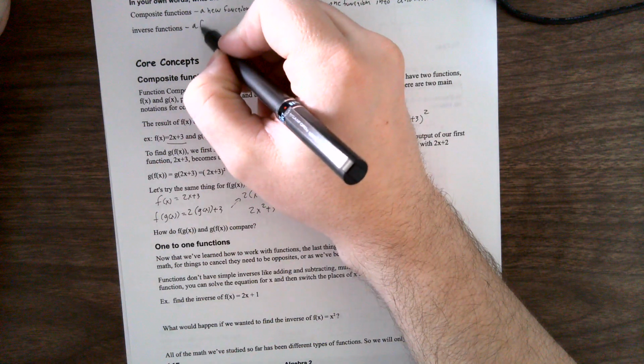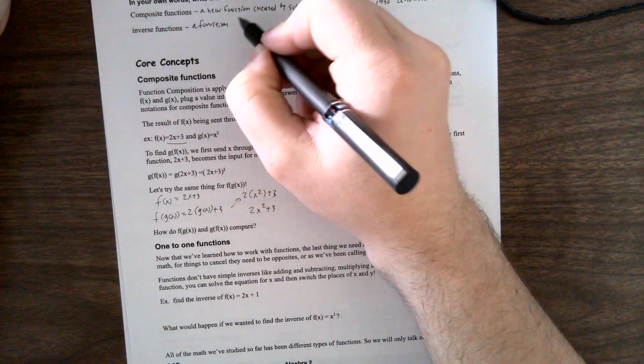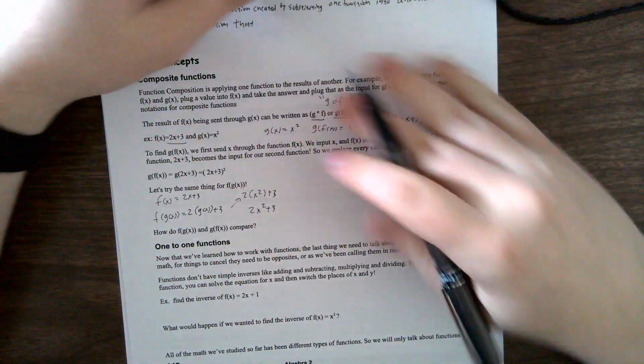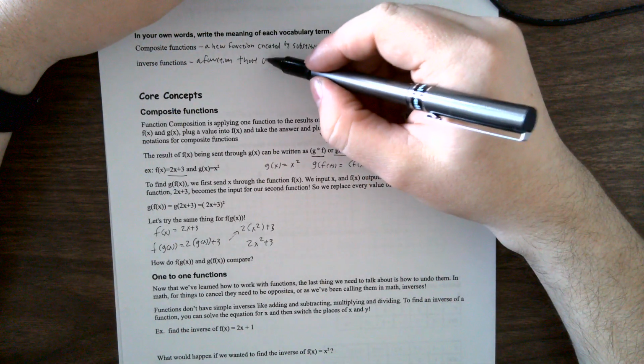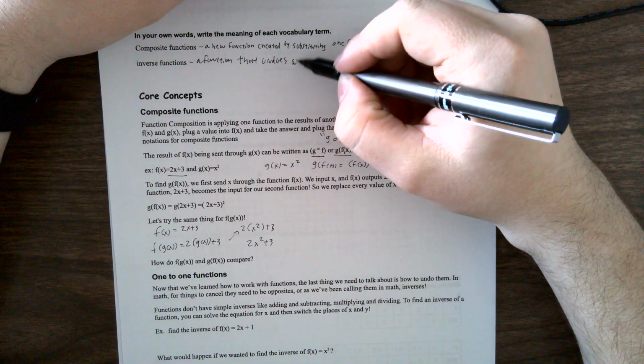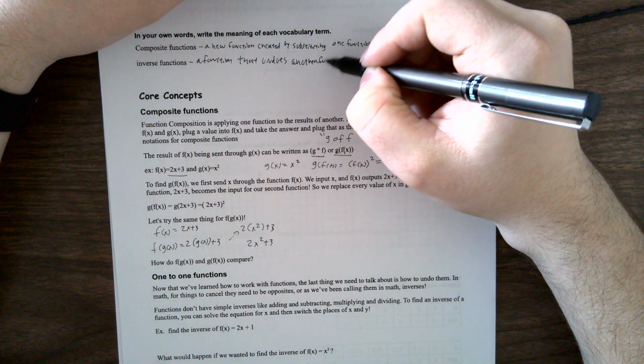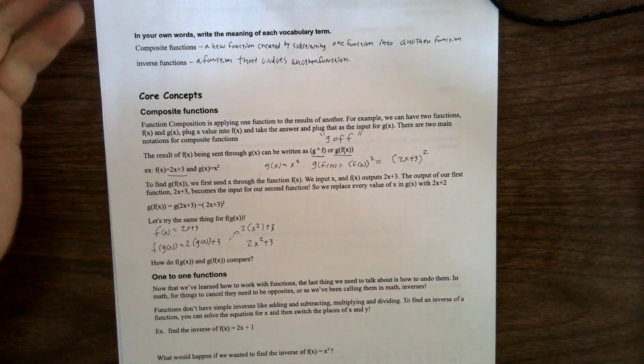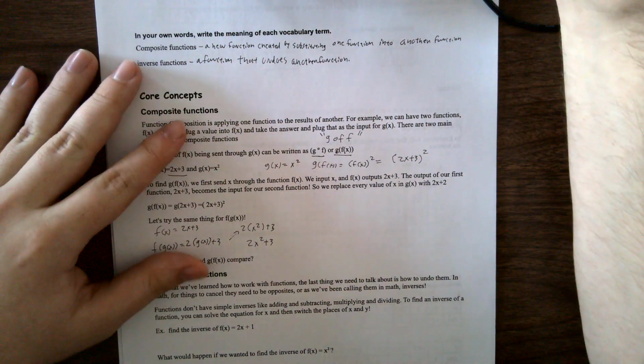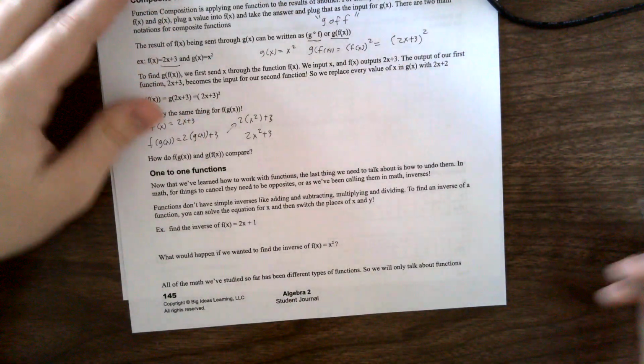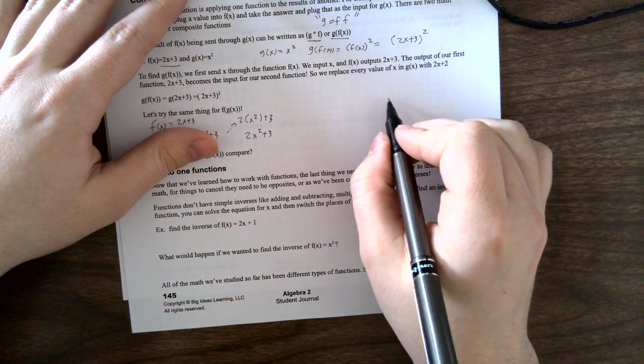Next part that we're going to look at here are our inverse functions. Our inverse functions are essentially a function that undoes another function. So an inverse function is a function that undoes another one. How we're actually going to find this inverse, there are essentially two, we could say 3 steps.